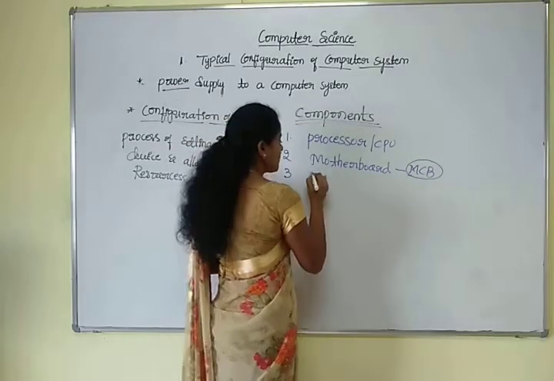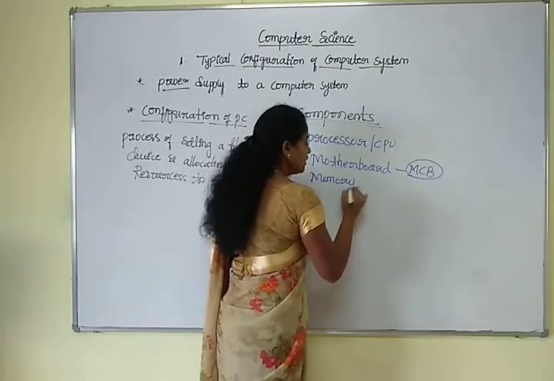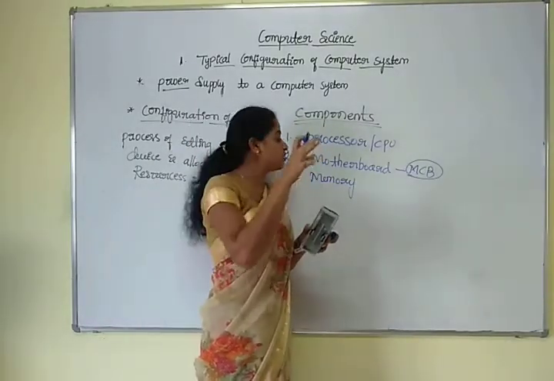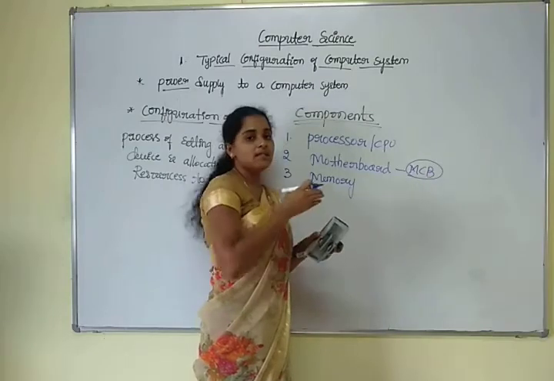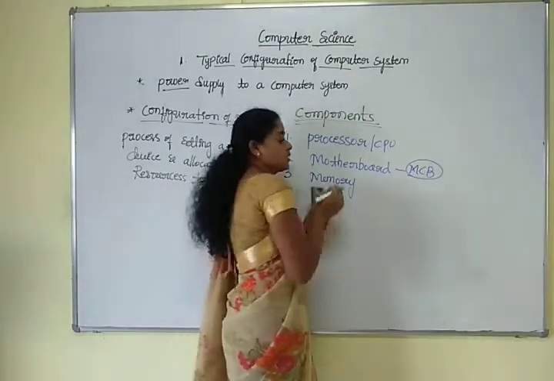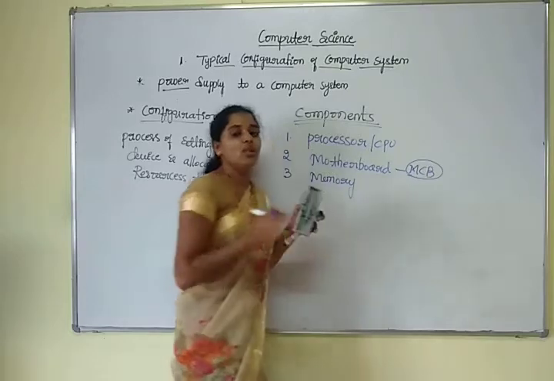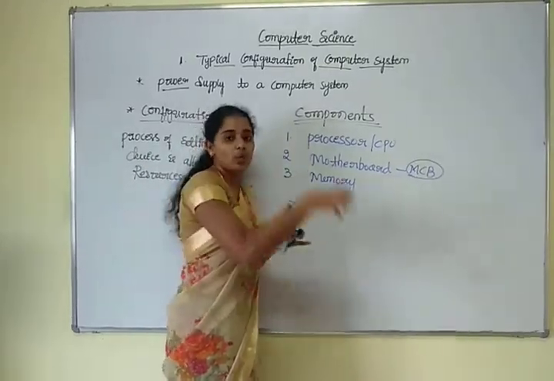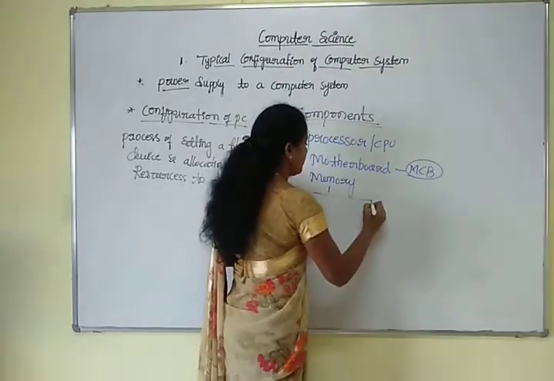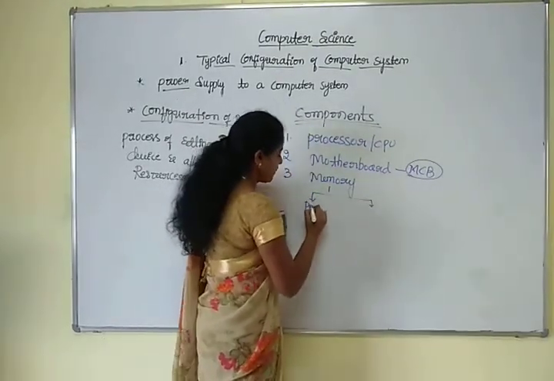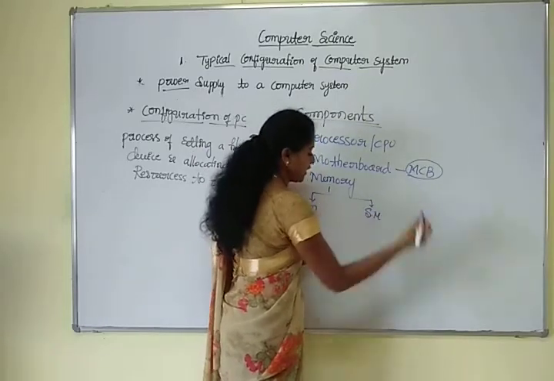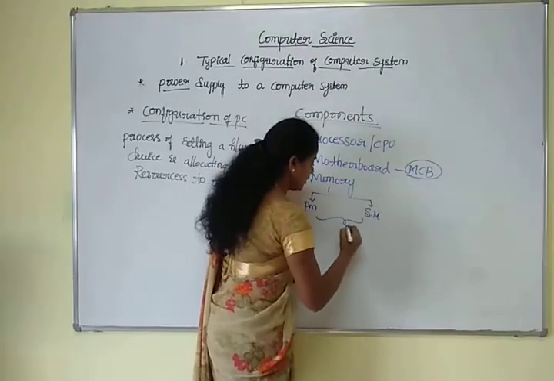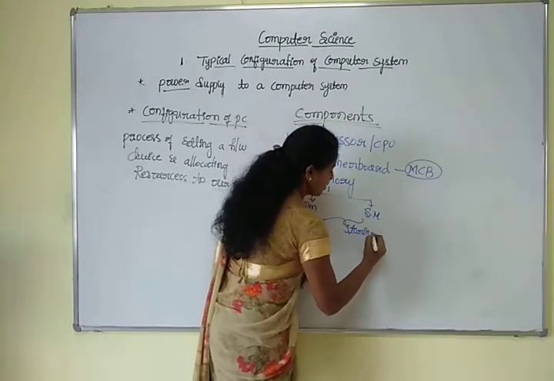The third unit is the memory unit. Memory refers to electronic storing space for all the data and instructions, where our computer processor can reach quickly. This memory is divided into two types: one is primary memory, another is secondary memory. Both are storing devices.